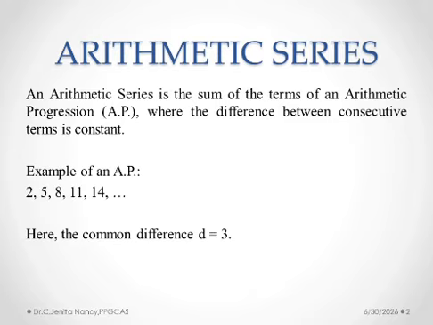Here we can see that when we find the difference between the second element and the first element, the answer is 5 minus 2, which is equal to 3. When we consider the third element and the second element, their difference is 3. When we see the difference between the fourth element and the third element, the difference is 3 and goes on. Hence, the common difference D is equal to 3.